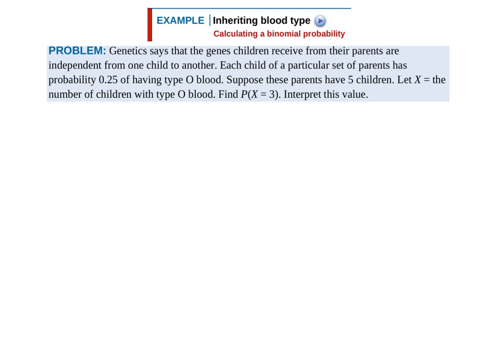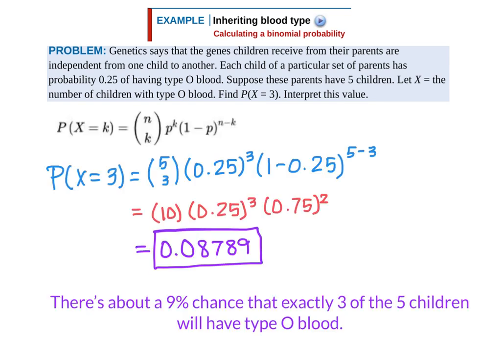Obviously, let's take a look at an example, and let's again talk about inheriting blood type. Genetics say that genes children receive from their parents are independent from one child to another. Each child of a particular set of parents has a probability of 0.25 of having type O blood. Suppose these parents have 5 kids. Let X equal the number of children with type O blood. Let us find the probability of X equals 3, so achieving 3 kids out of 5 with type O blood.